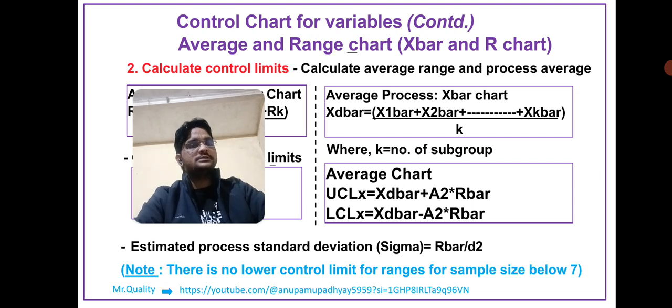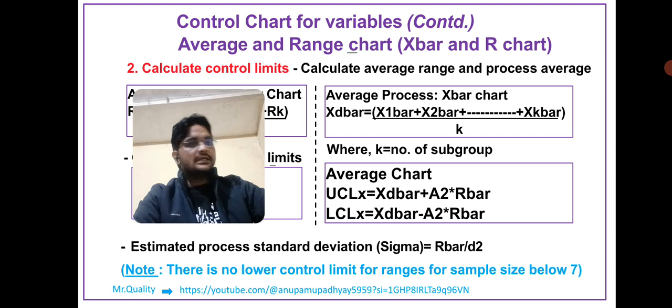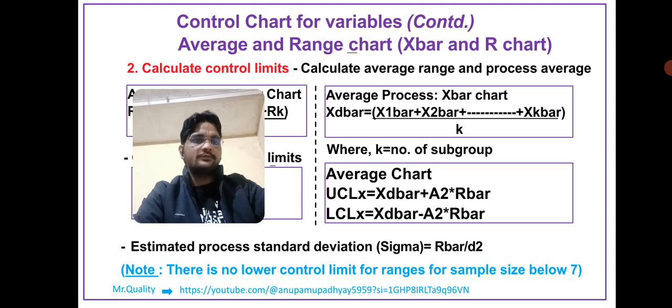R2 is the maximum minus minimum of the X6 to X10 readings. R bar is R1 plus R2 up to RK, divided by K, and that is known as R bar. The lower control limit is X double bar minus A2 times R bar. A2 is a constant; we find the values from the SPC constant table.